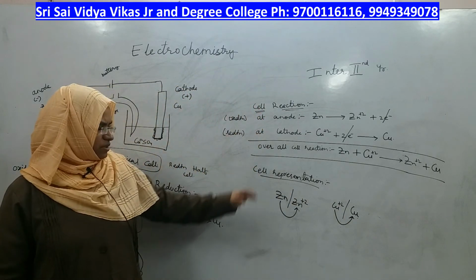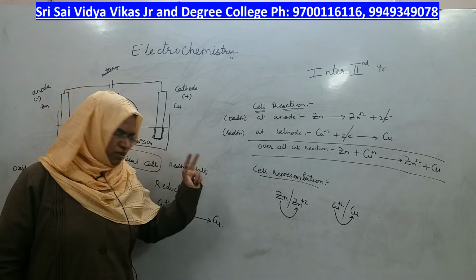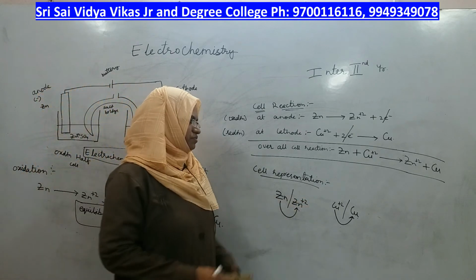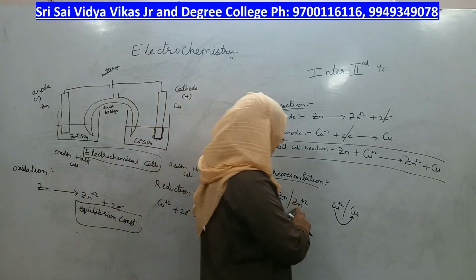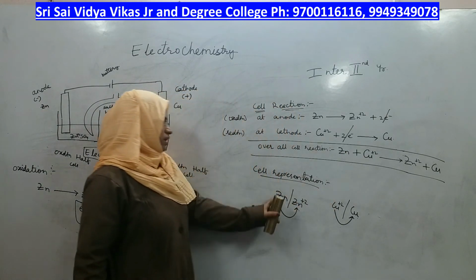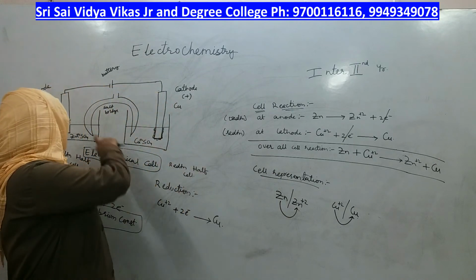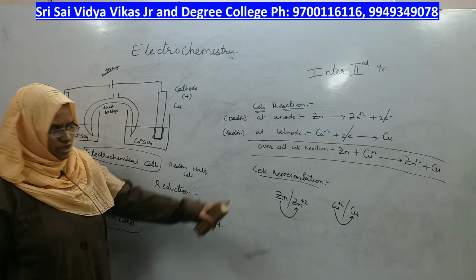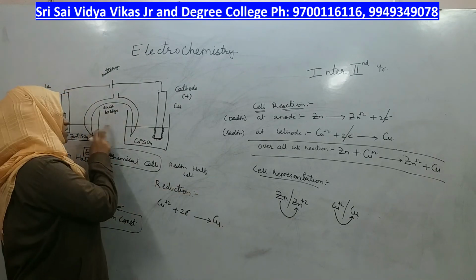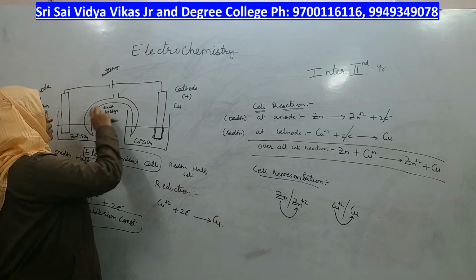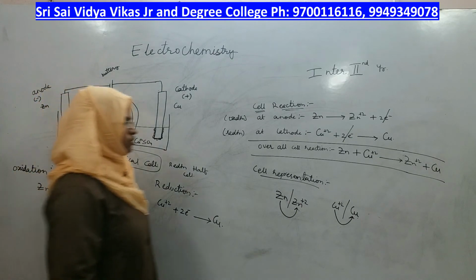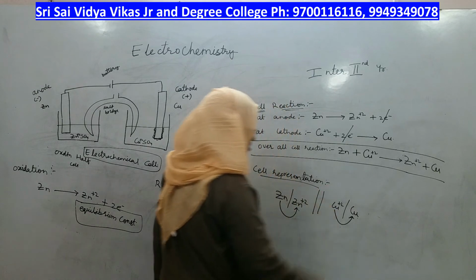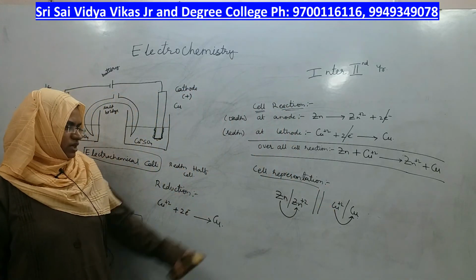Therefore, in the cell representation, at the extreme left side zinc should come, and at the extreme right side copper should come. In between, both the electrolytes are there. Electrode and electrolyte in a single beaker are separated by a single line. How are these two beakers separated? They are separated by a salt bridge. Therefore, between this part and this part there is a salt bridge, which is shown by a double line, right?